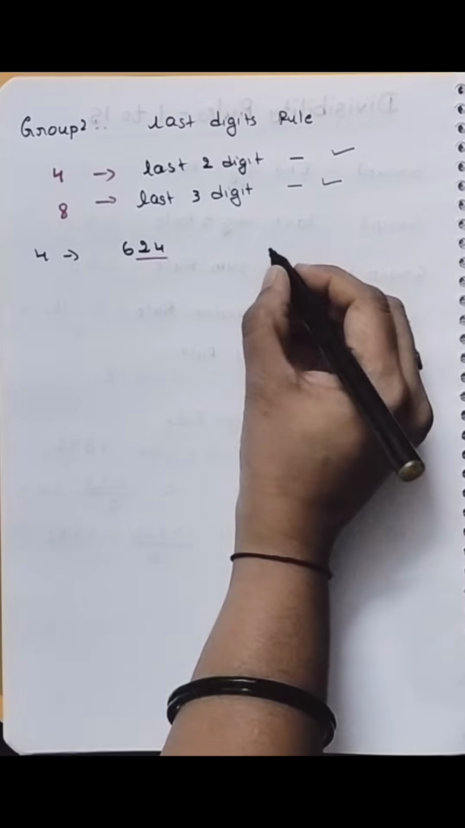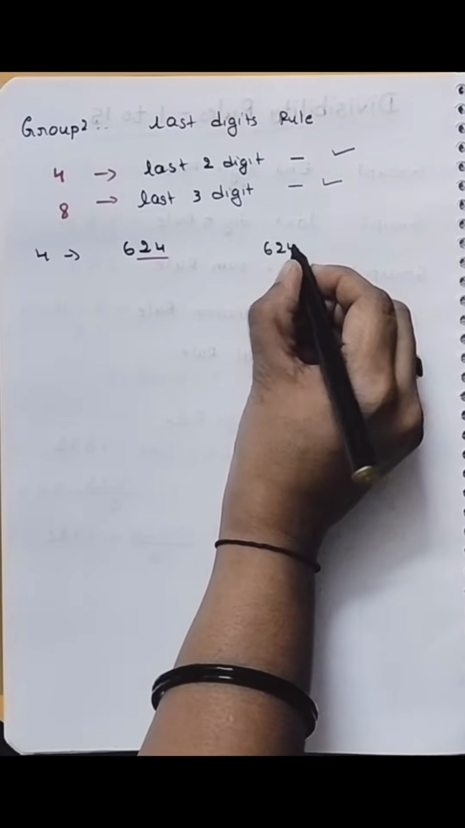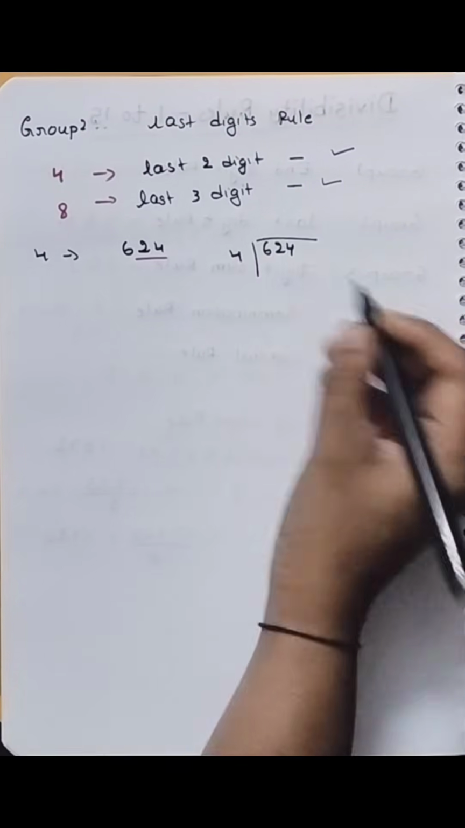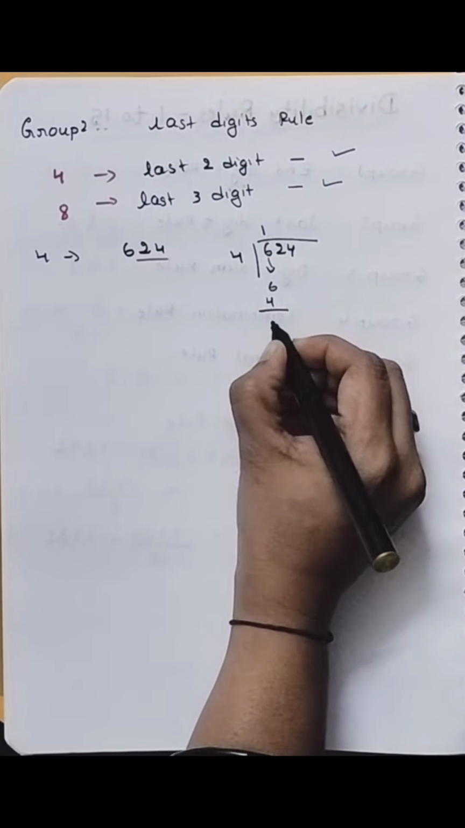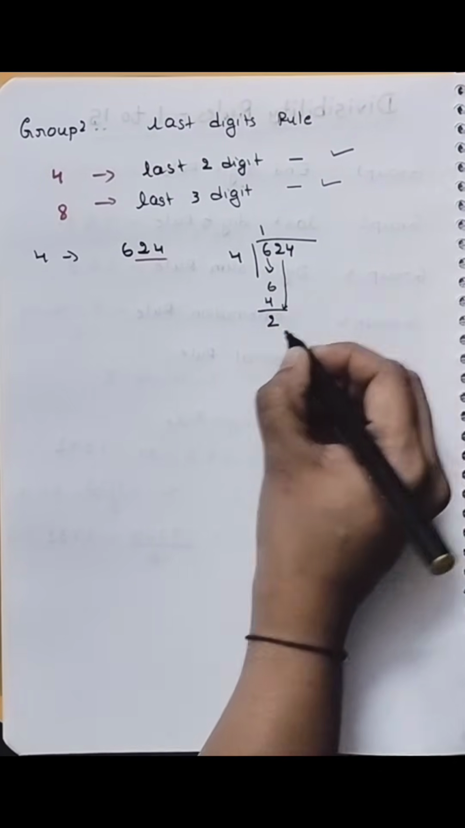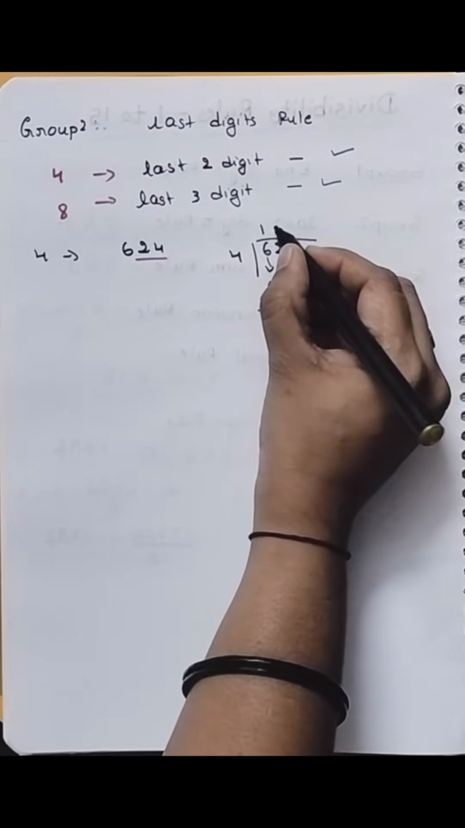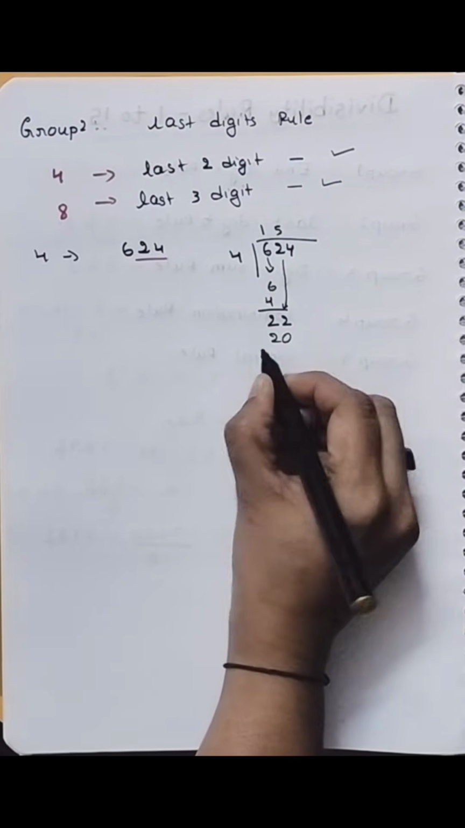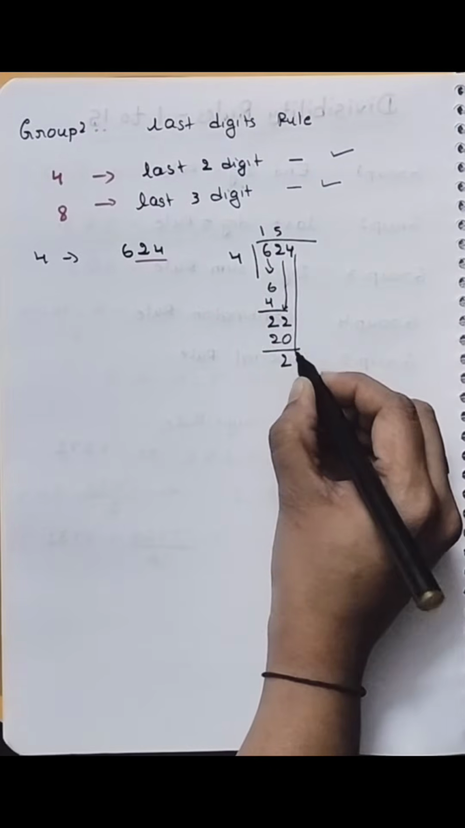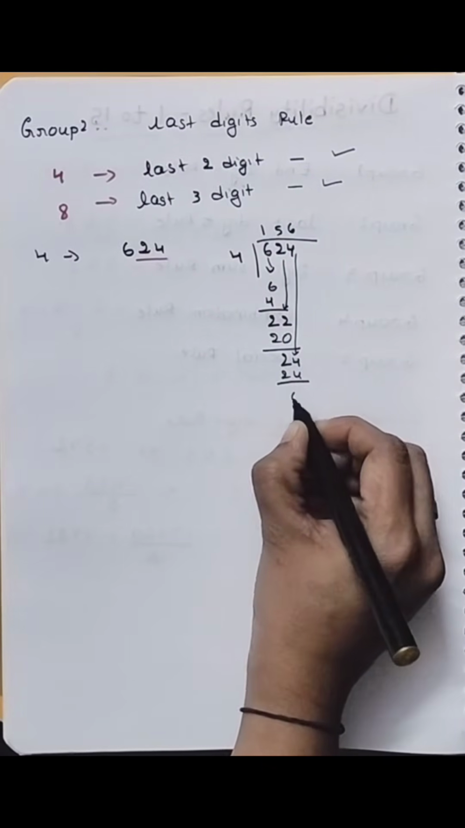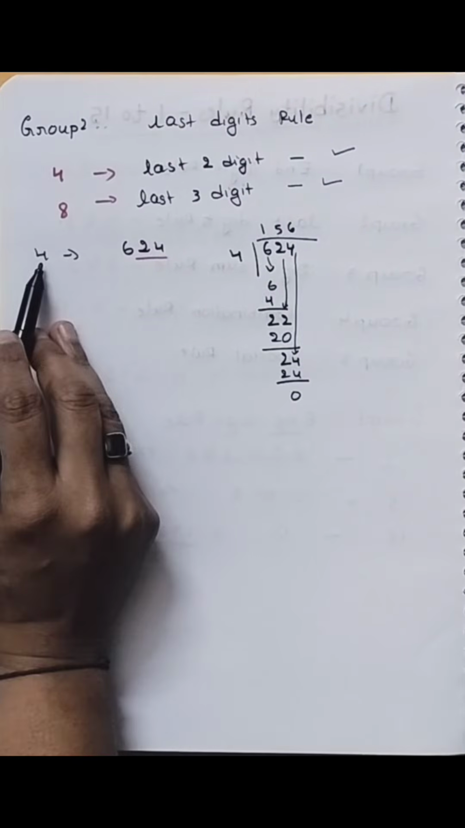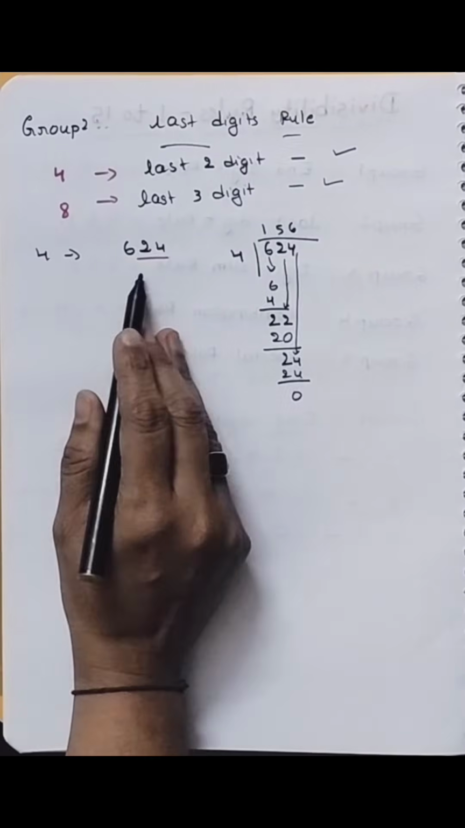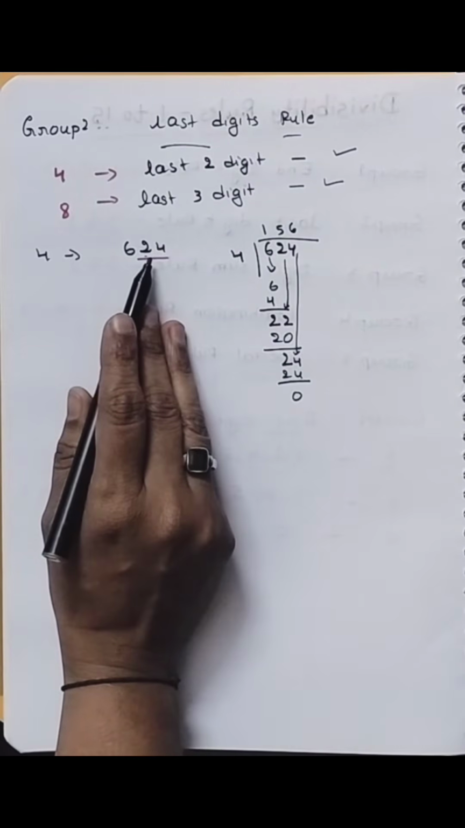So if you consider the long division method, 624 divided by 4, right? If we take 6, 4 ones are 4, right? So what is the carry? 2. Next, 4 fives are 20. So what is the remainder? 2. Now take the 4, 24. 4 sixes are 24. So what is the remainder? 0. So the long division method takes a lot of time. But if you go with the last digits rule, it's very easy to judge whether it goes with 4 or not.